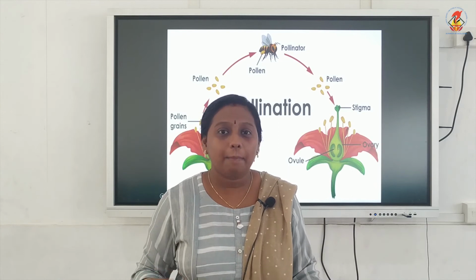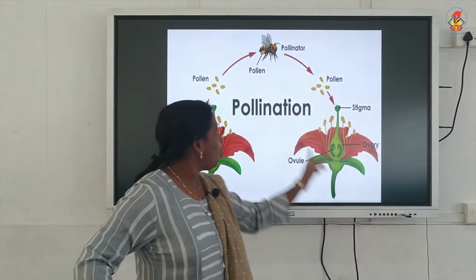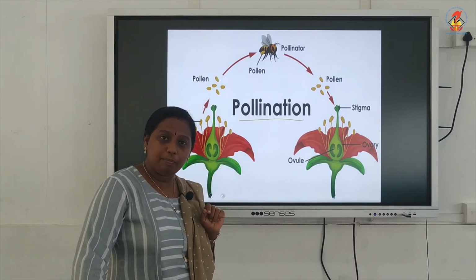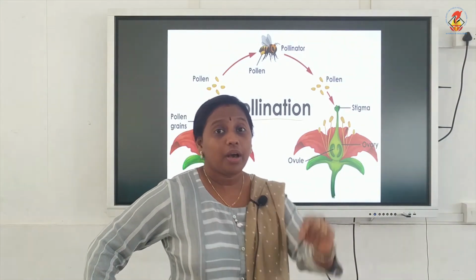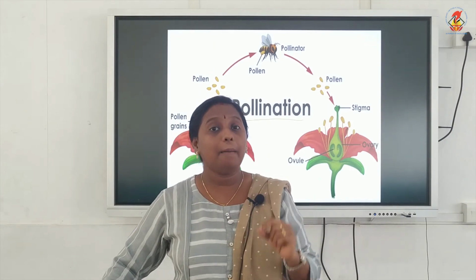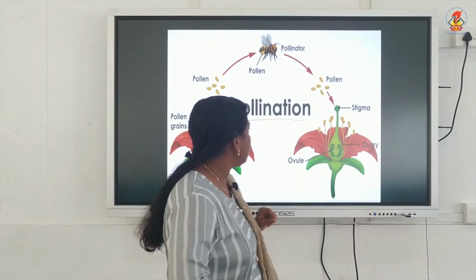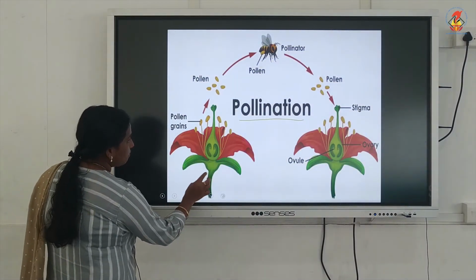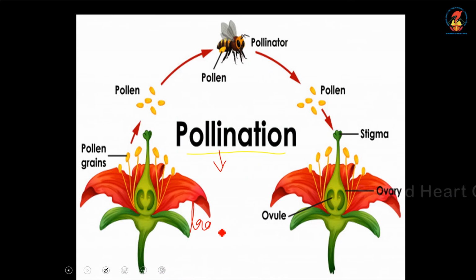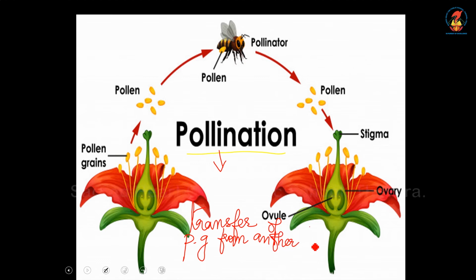Okay, now we will see about pollination. Now, what is pollination? Pollination is the process of transfer of pollen grains from the anther to the stigma of a flower. So, what is pollination? Transfer of pollen grains from anther to stigma. Okay, so anther and stigma, these are the 2 points which you have to remember.